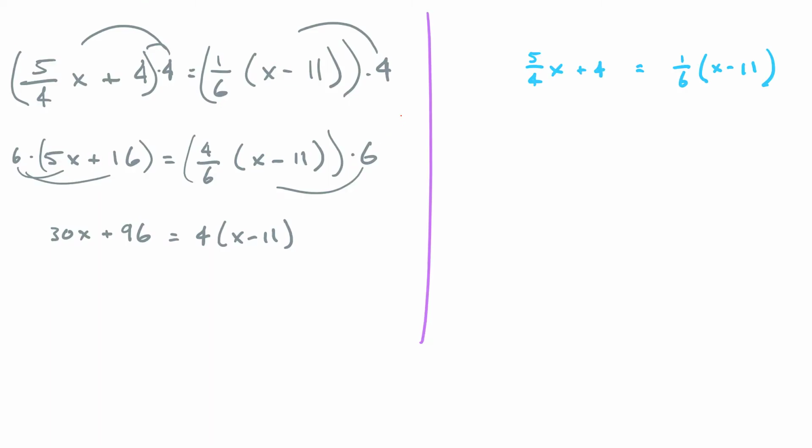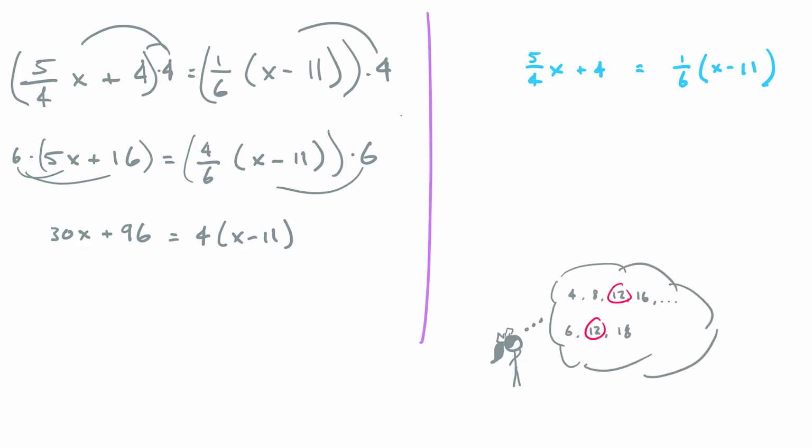Now, I think what I would do, right, let's just go back to the beginning here. We've got 5/4 x plus 4 is equal to 1/6 times the quantity x minus 11. I'm going to look for the least common denominator between 4 and 6. It's effectively the least common multiple, right? So I just started listing multiples of 4: 4, 8, 12, 16, 20, 24, and so on. And then I tried to pair that with some multiple of 6, and it happened almost right away. Multiples of 6 are 6 and then 12.